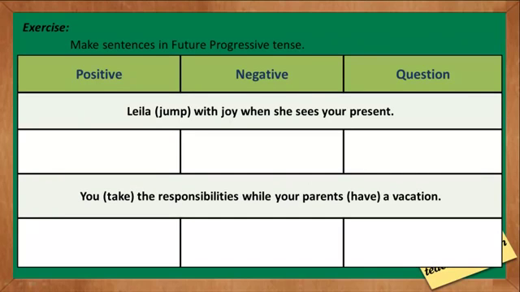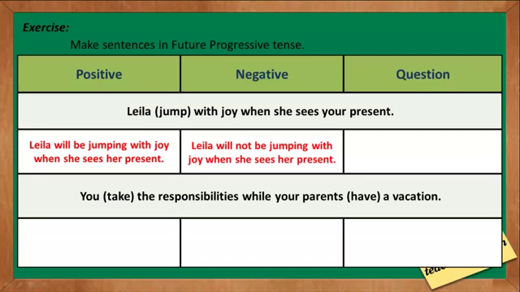For our exercise, make sentences in future progressive tense. The first one: Layla jumped with joy when she sees her present. The correct positive statement should be: Layla will be jumping with joy when she sees her present. The correct negative sentence is: Layla will not be jumping with joy when she sees her present. And the question is: will Layla be jumping with joy when she sees her present?